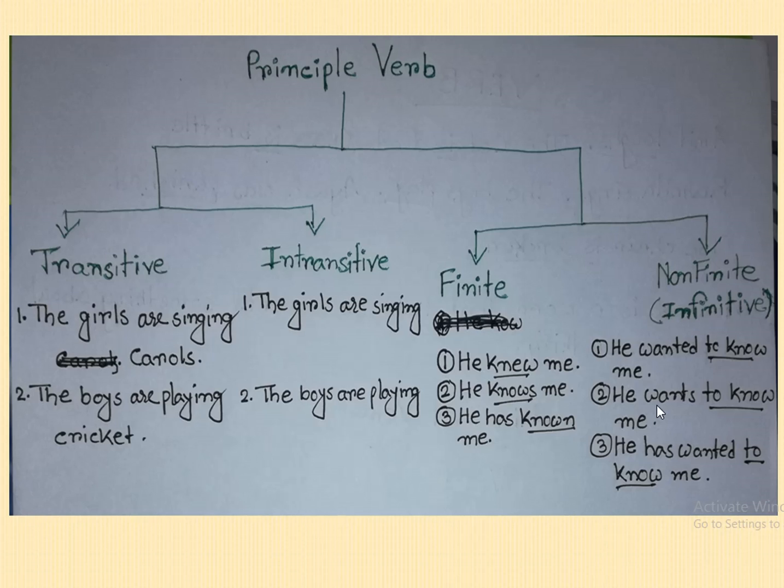Now let me tell you one thing: all transitive and intransitive verbs are finite. Listen carefully. All transitive or intransitive verbs are finite, but all finite verbs are not transitive or intransitive. Understood? Transitive and intransitive verbs are always finite, but oppositely, finite verbs are not always transitive or intransitive. I hope you have understood. Now let's move.